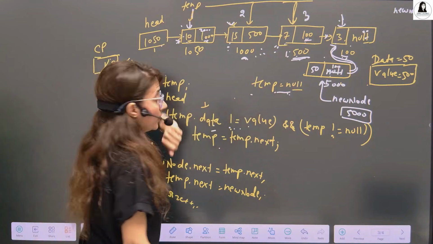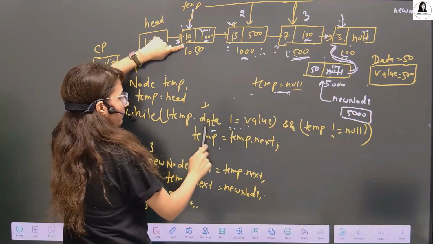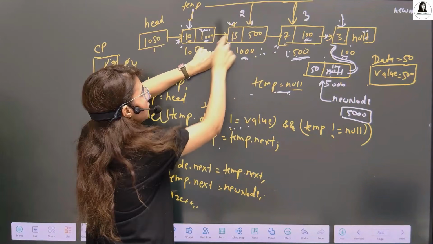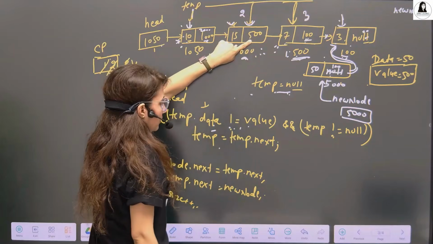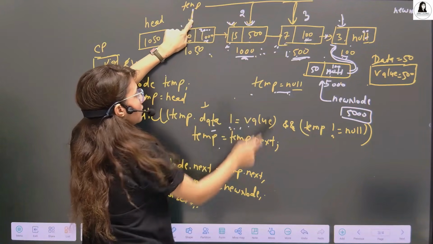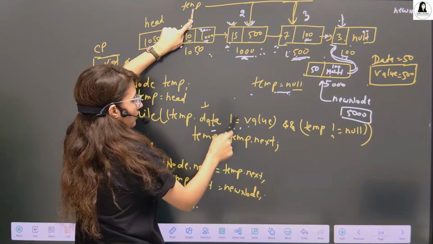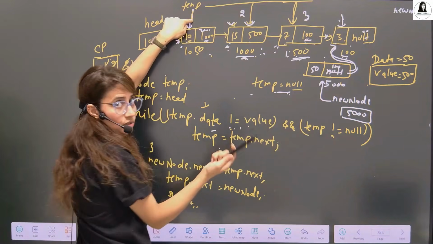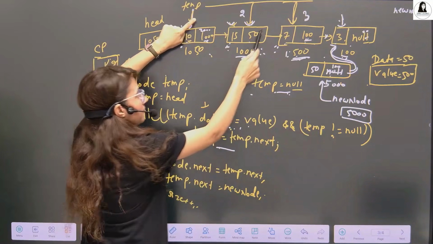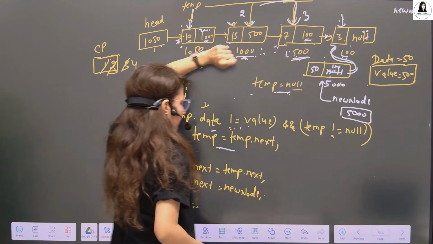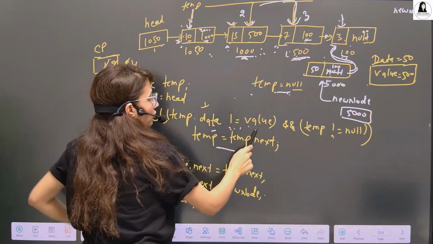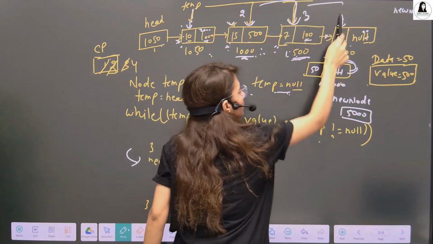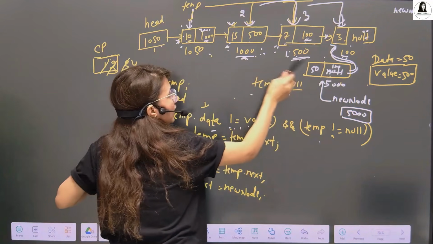Value is the same, 500. Temp is here. Temp dot data not equal to value? Yes. Move next. Temp is equal to temp next, so we are here. In temp, we now have 1000. Is it not equal to value and temp is not null? Both conditions are true. Enter here. Temp is temp next. So now here is temp. The data is not equal to the value and temp is not null. Move here. Now in temp, I have at last 100.